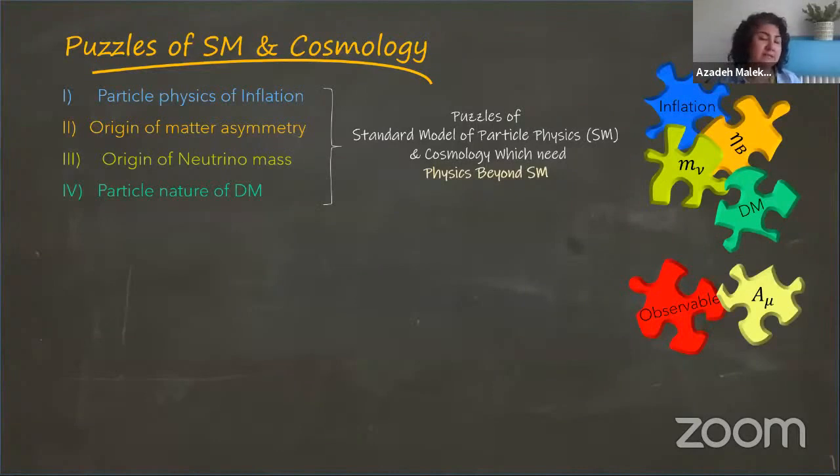The current puzzles of the standard model and cosmology, for which we need physics beyond the standard model of particle physics, are the particle physics of inflation, the origin of the matter asymmetry, the origin of the neutrino mass, and the particle nature of dark matter.